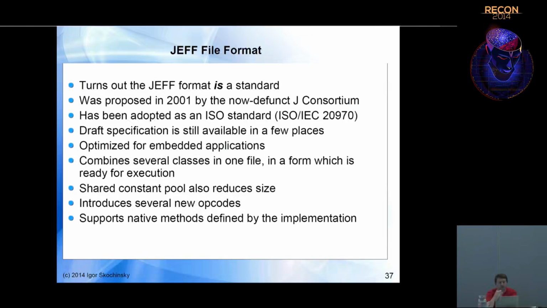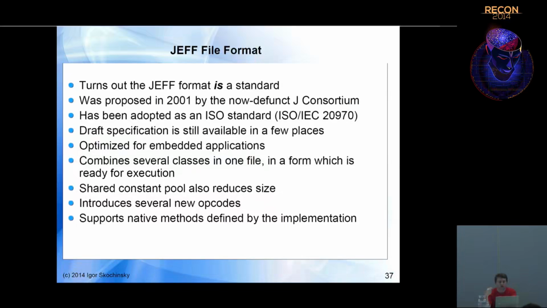So ISO standards, of course, you have to pay big bucks to download, but you can still find some drafts around. And you can read the description of the format and everything. So apparently it was intended for embedded applications. What they do is combine several classes into one, like a jar, but jar is basically just a zip of separate classes, and this one is a bit more. They, for example, combine all the constant strings into a single pool, which reduces the size quite a bit.